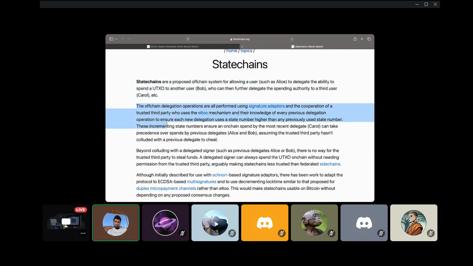The off-chain delegation operations are all performed using signature adapters and the cooperation of a trusted third party who uses an L2 mechanism and their knowledge of every previous delegation operation to ensure each new delegation uses a state number higher than any previously used state number. These incrementing state numbers ensure an on-chain spend by the most recent delegate, that is Carol, can take precedence over spends by previous delegates, Alice and Bob, assuming the trusted third party hasn't colluded with a previous delegate to cheat.